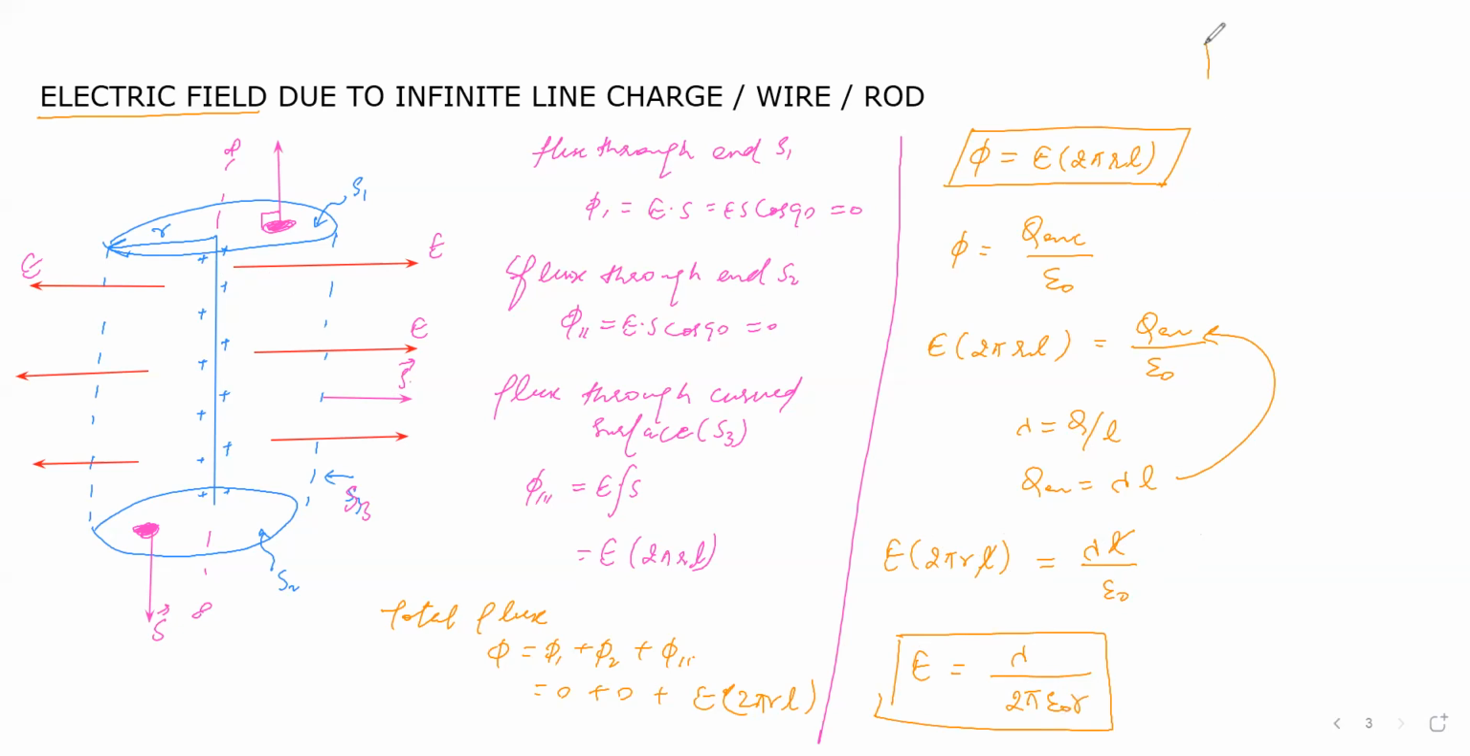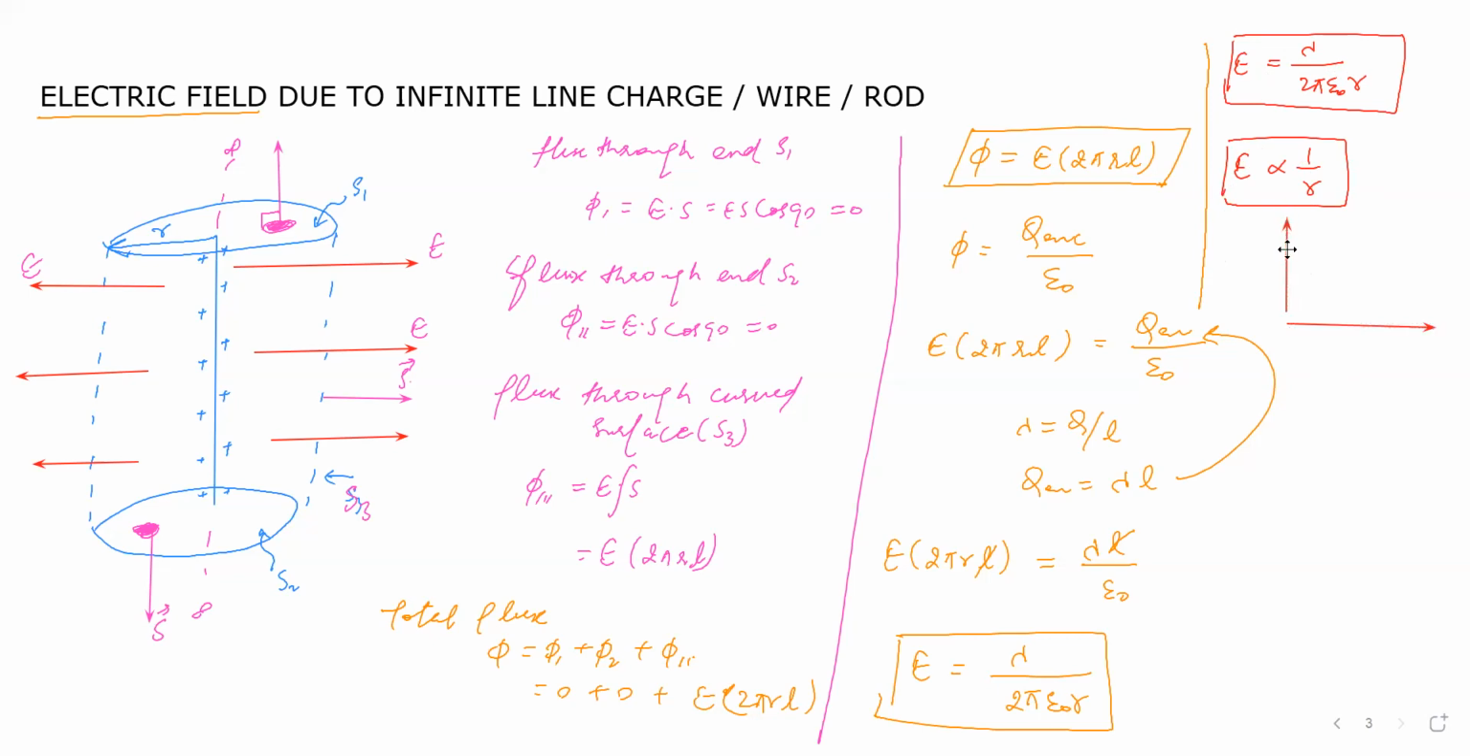From this equation, E is lambda over 2 pi epsilon naught R. We can also see E is inversely proportional to R. If E is inversely proportional to R, then what will be the graph? The graph will be like this. Yes, sir. This axis can be taken as R, and this one is taken as E. Note it down, please. This heading is over.